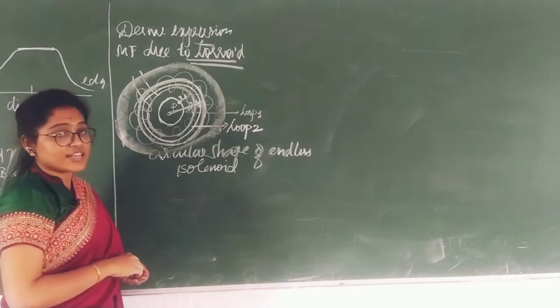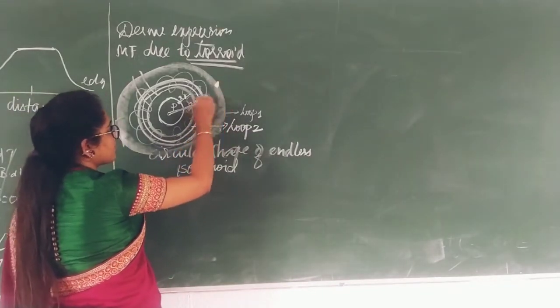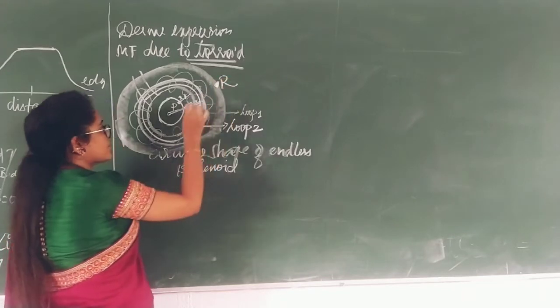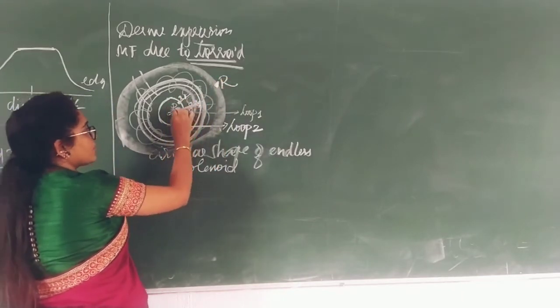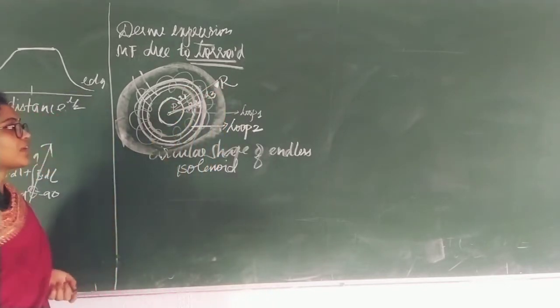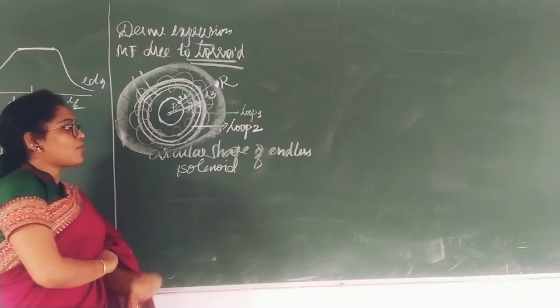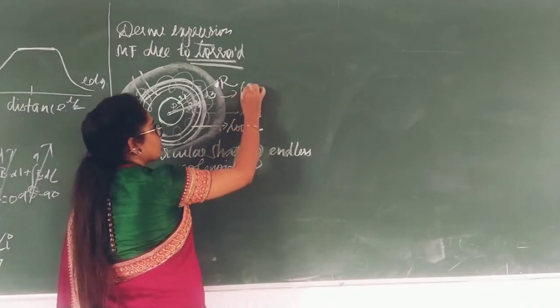Outside, I will consider the third loop. Here let me take P, Q, R: here P is the point, here Q is the point. From here the radius is R3. Now how many loops do we have? This is loop 3.